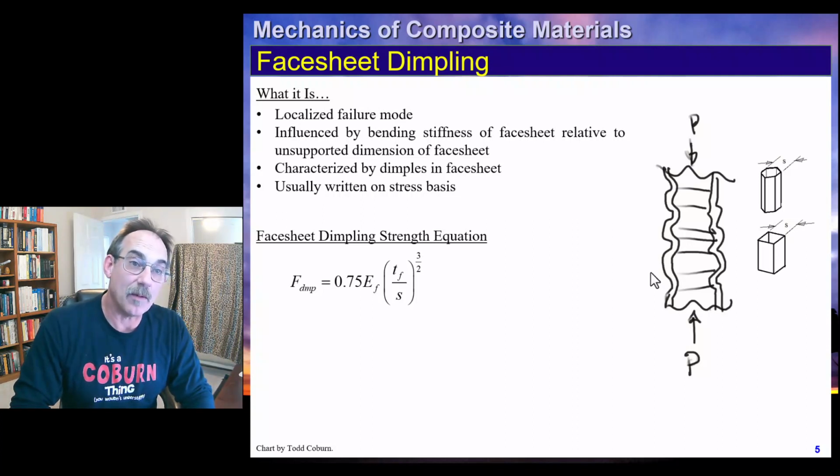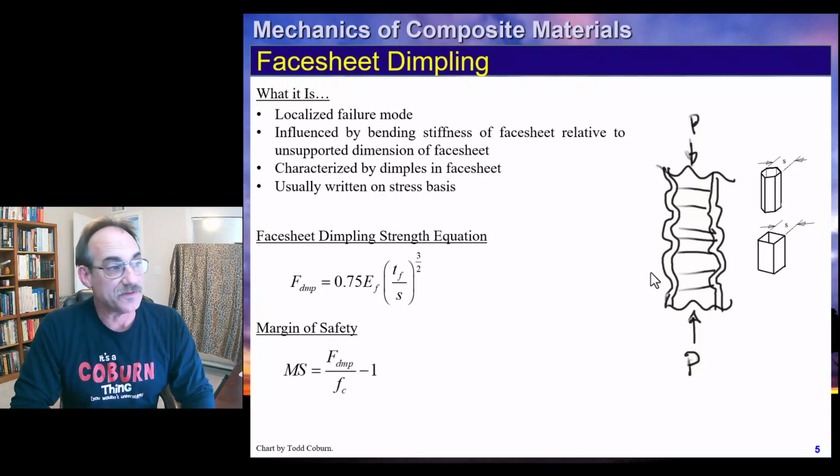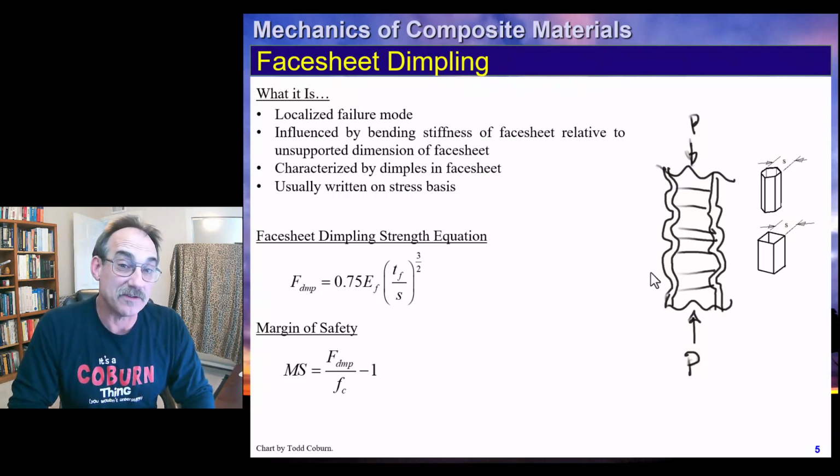That's our dimpling allowable. And once again, we'd write our margin of safety by comparing our compressive stress to that value. If we're in compression, this would be valid for both face sheets. If we're in bending, it would only be valid for the compressive face sheet. Got that so far?